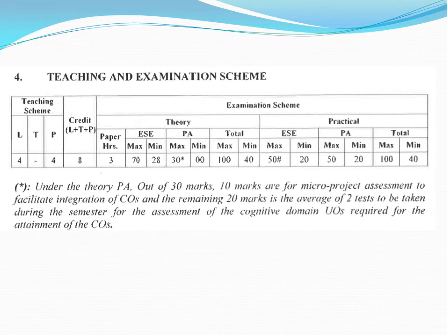Teaching and examination scheme. Here you have weekly 4 lectures and 4 practical hours. You will be having a 70 marks theory paper, that is ESE, and 30 marks PA, that is progressive assessment. Under PA, out of 30 marks, 10 marks are for micro project assessment and 20 marks is the average of 2 tests that are to be taken during the semester for the assessment of the COs and UOs.